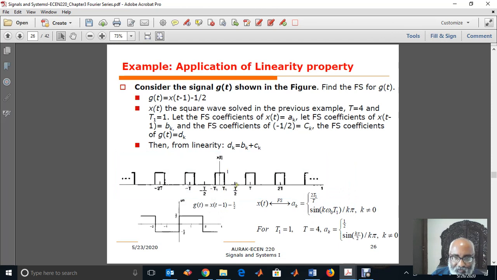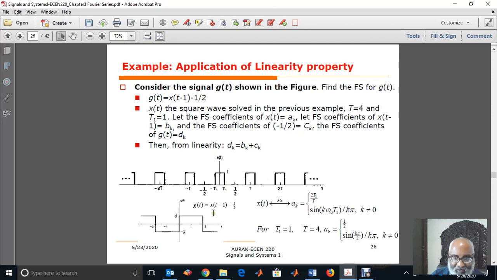Okay, so this is the period. The period T is 4. It's periodic with period 4. So between negative 1 and 1 it is 1. After that, between 1 and 3 it is 0, and so on. This point is 3, this point is 5. Between 3 and 5 it is 1, and so on. So this is x of t.